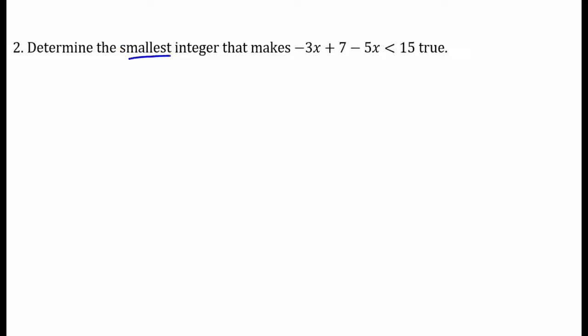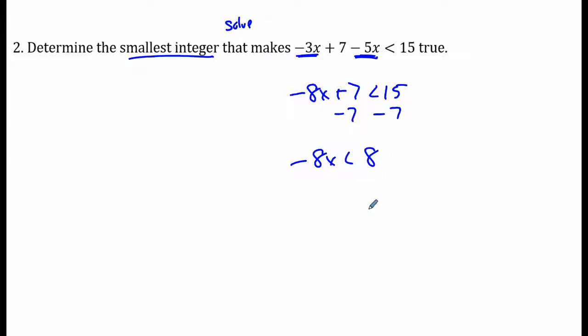Determine the smallest integer that makes this true. Well, it's not telling me to do this, but I should probably solve this inequality to clean it up. These are on the same side, so I'm going to combine like terms. Subtract 7. Uh-oh, I just divided by a negative 8, so yes, that's negative 1, but my sign has to change. I went from less than to greater than.